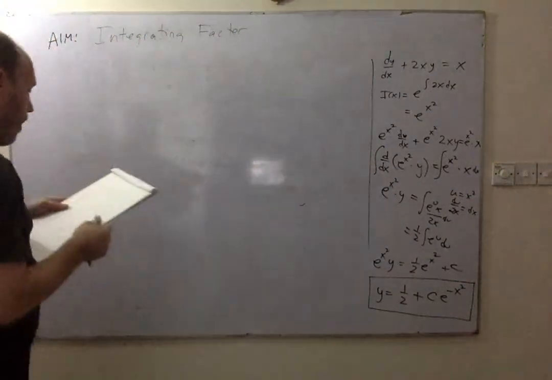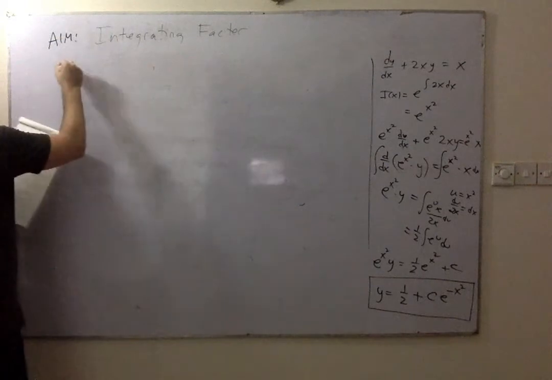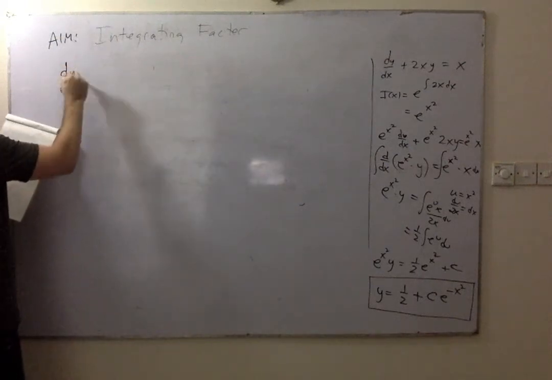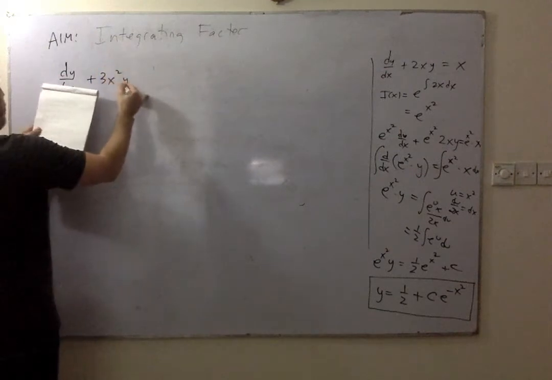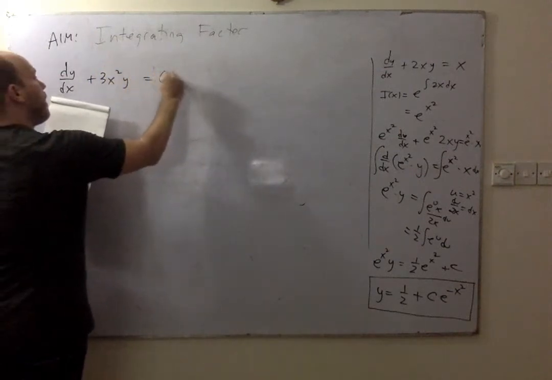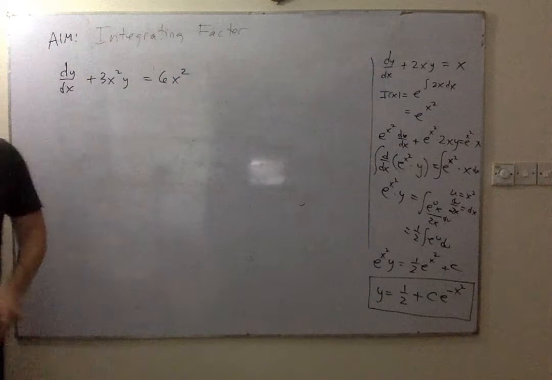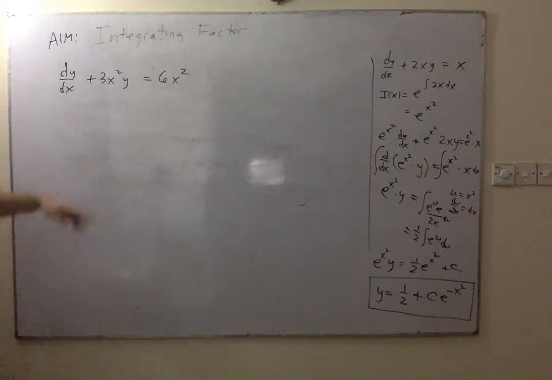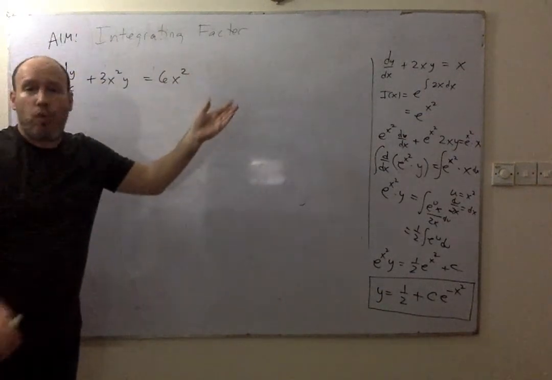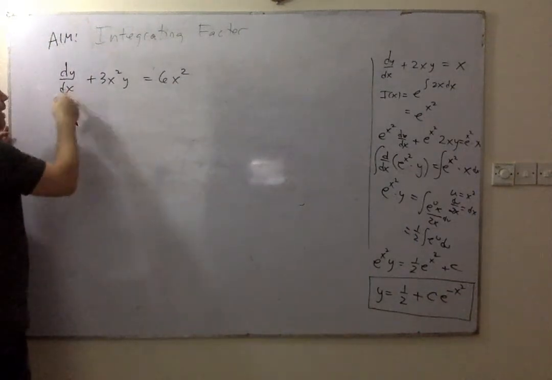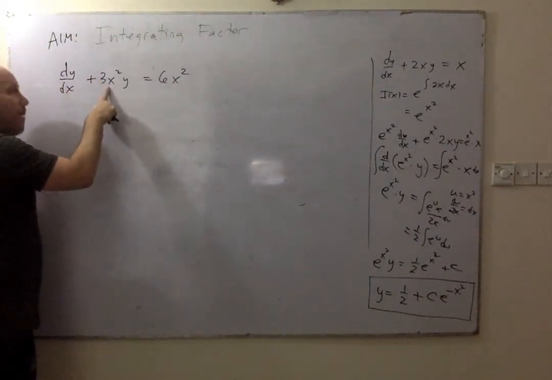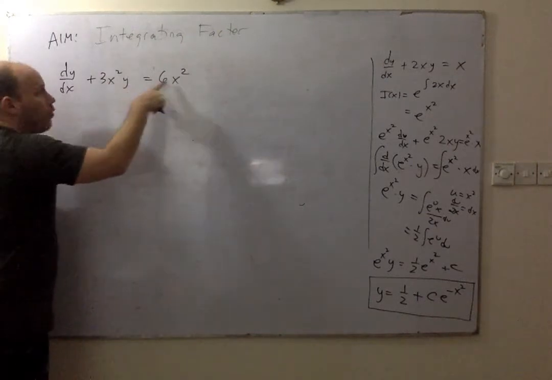Yes. The next example is dy over dx plus 3x squared y equals 6x squared. You might say again, you know what, I can solve for x squared. That's fine. Let's use the integrating factor method. It's in the form dy/dx plus p of x times y equals q of x.